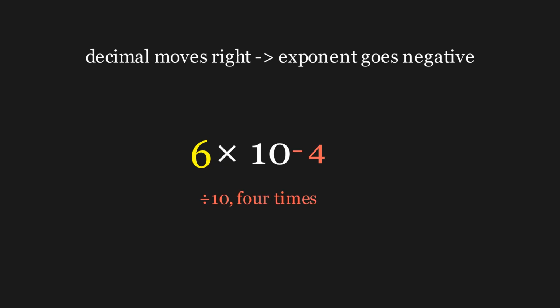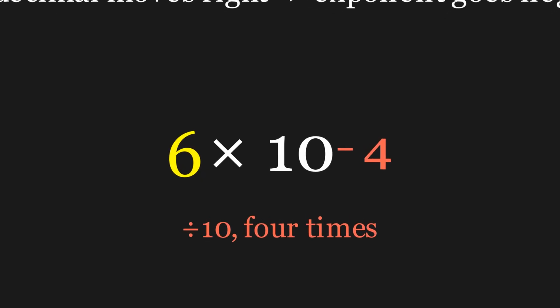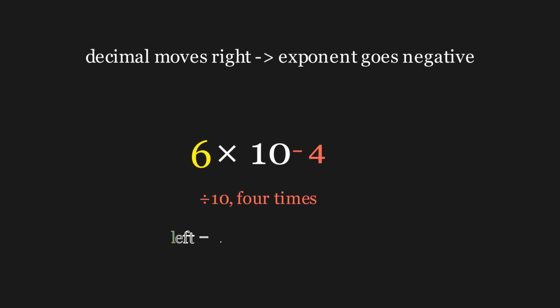Quick gut check on the sign. Positive exponents mean a big number. The decimal effectively moved left, so you're multiplying up. Negative exponents mean a small number less than 1. The decimal moved right, so you're dividing down.